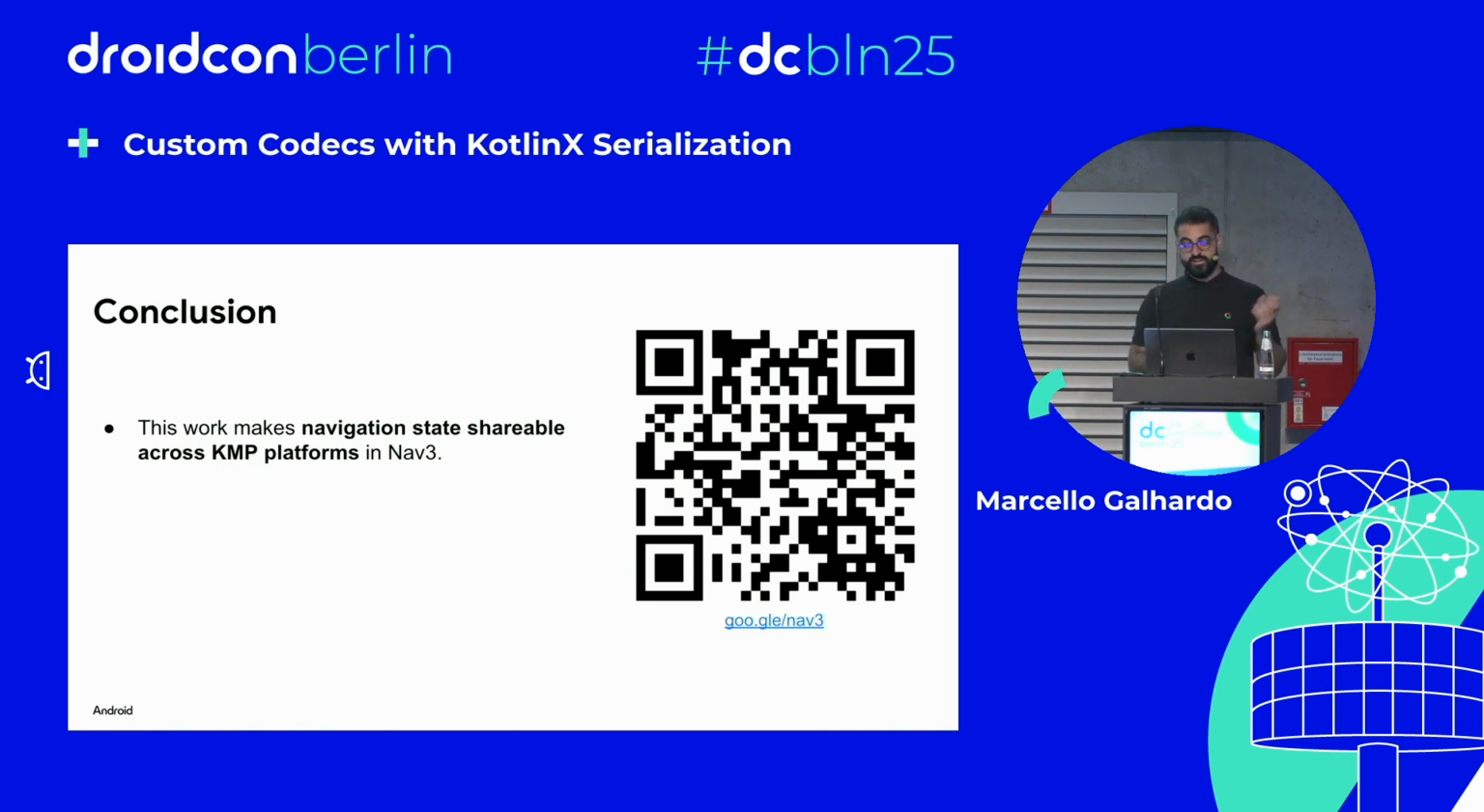So to conclude, this work allows the navigation state to be shareable across all Kotlin Multiplatform targets with some goodies for Android. That means Android, iOS, and desktop can use the same approach with the serializers module and can share the navigation logic with the Navitree runtime artifact.